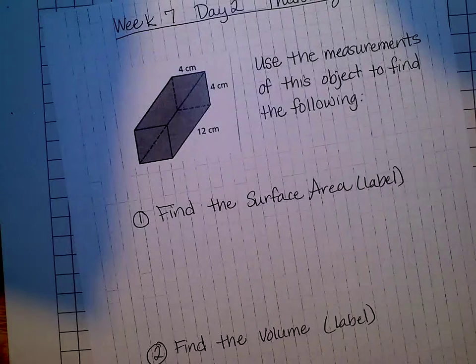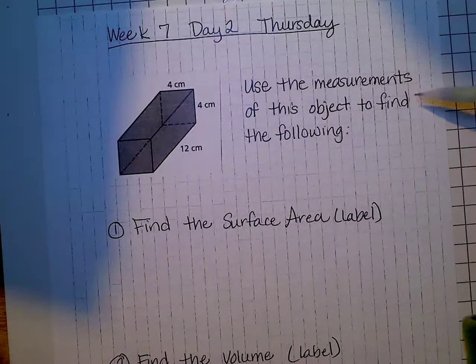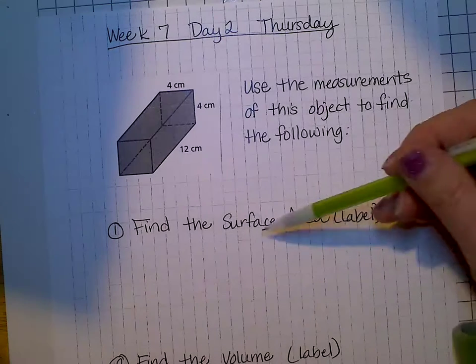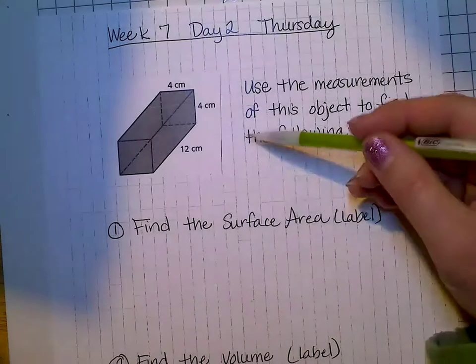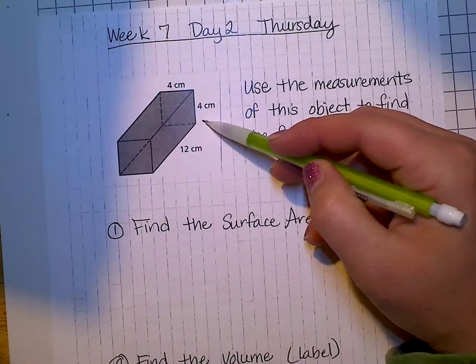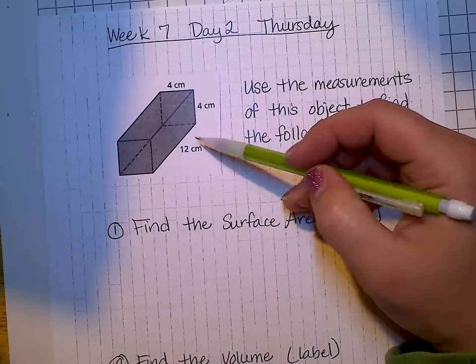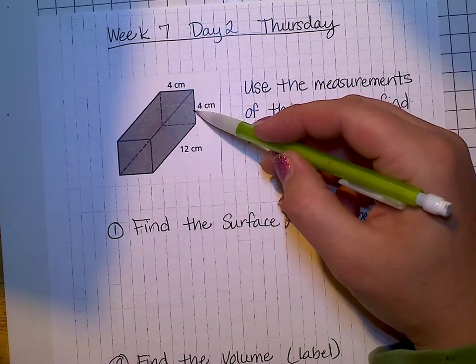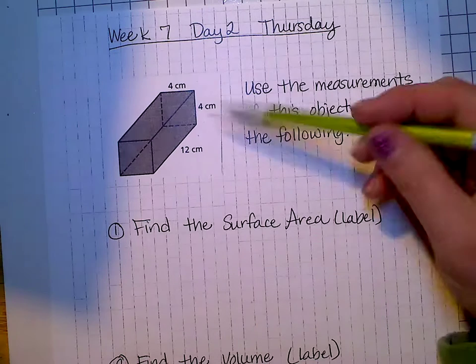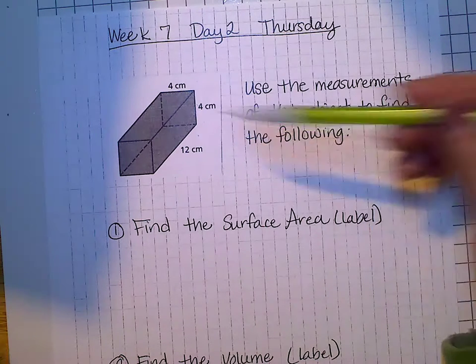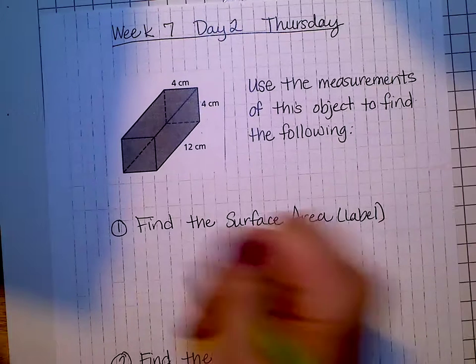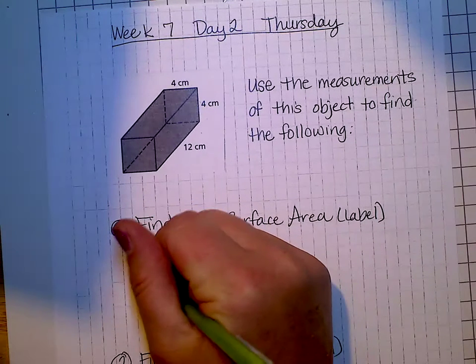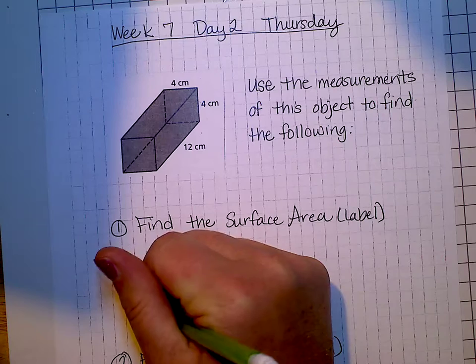Holy smokes. All right, here we go. Next one. Use the measurements of this object to find the following. Find the surface area and label. So, surface area of a rectangular prism is finding all of the faces, which how many sides are in a cube or a rectangular prism. Everybody says 6, so we have 6 sides. 1, 2, 3, 4, 5, 6.